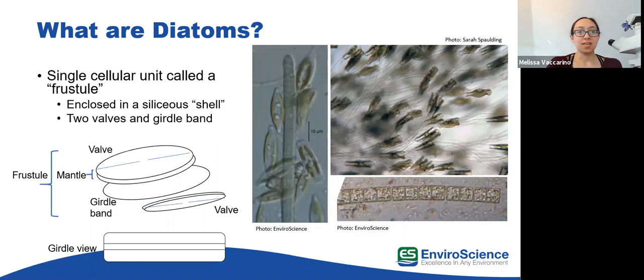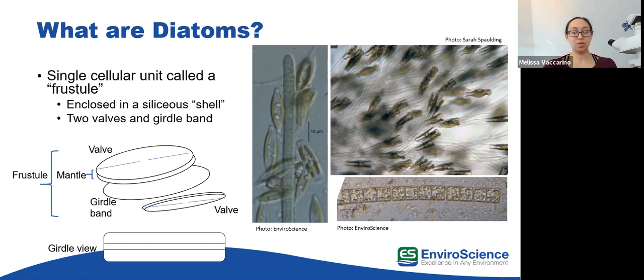So again, diatoms are composed of single cellular units. They're called a frustule. And what's special about them is that they have this siliceous shell that is their outer cell wall. And I don't know if you are able to view my screen, but I have a small model. So the cells are made of two parts that fall apart like this. The whole thing is a frustule, and then you've got two valves that come together kind of like a petri dish would be better to think of. And then they are attached in the middle with a girdle band.